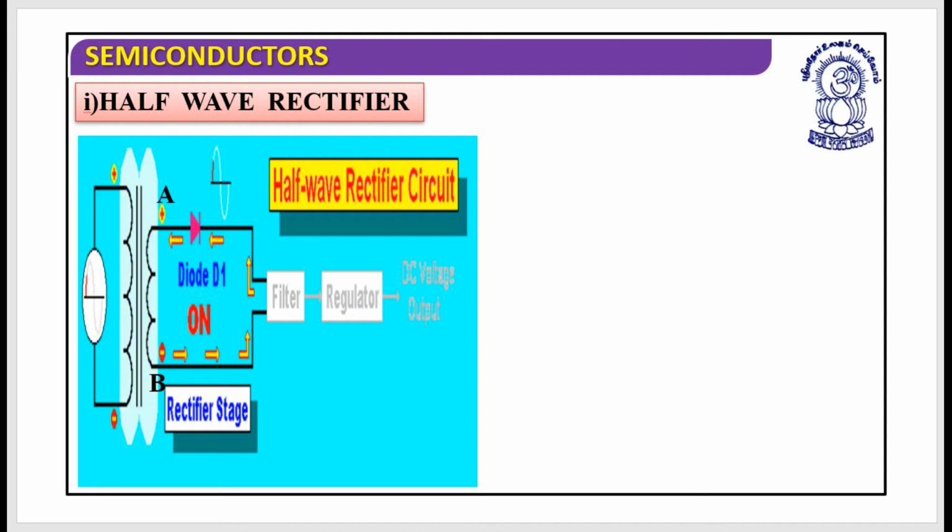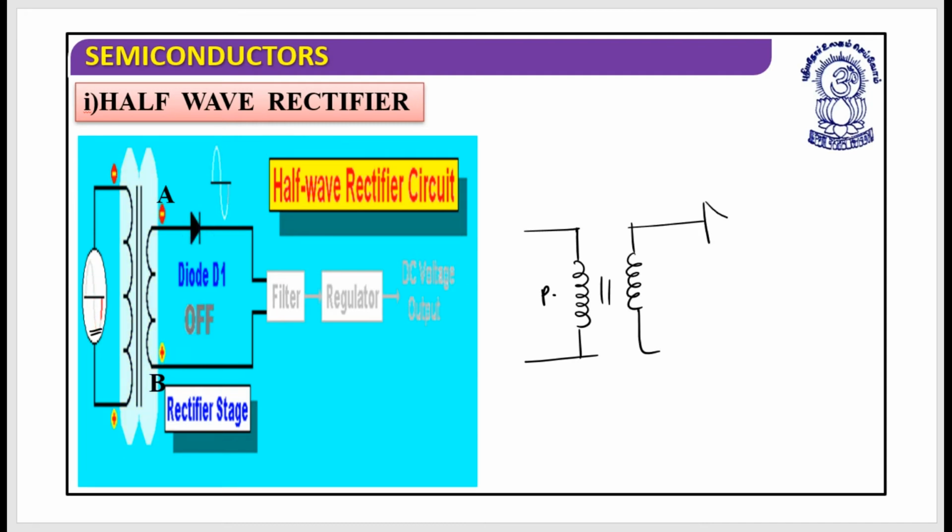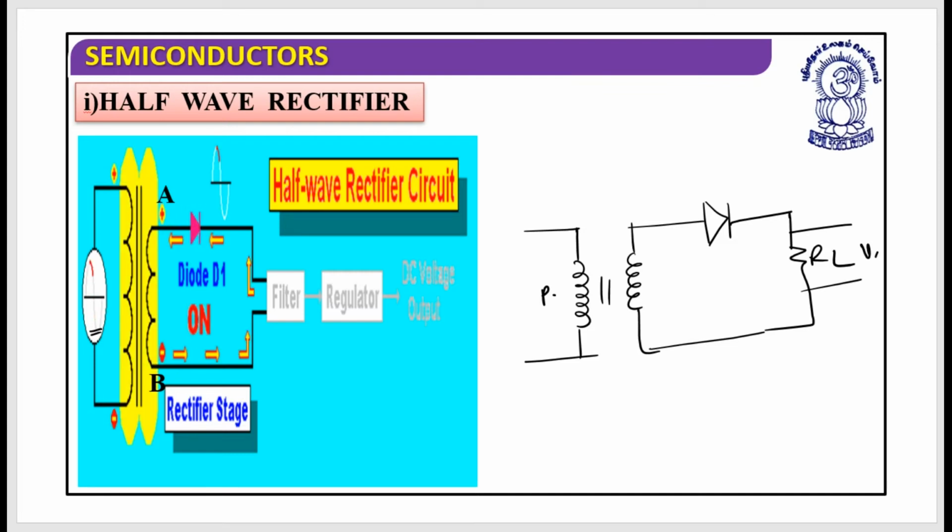Let's look at this. This is the circuit diagram, and this is the alternating current source. This is the transformer, this is the primary side of the transformer, this is the secondary side, and we have a PN junction diode connected over here, and this is the load resistance from which we are going to take the output. This is V output, and this is the diode. So this is the general diagram.